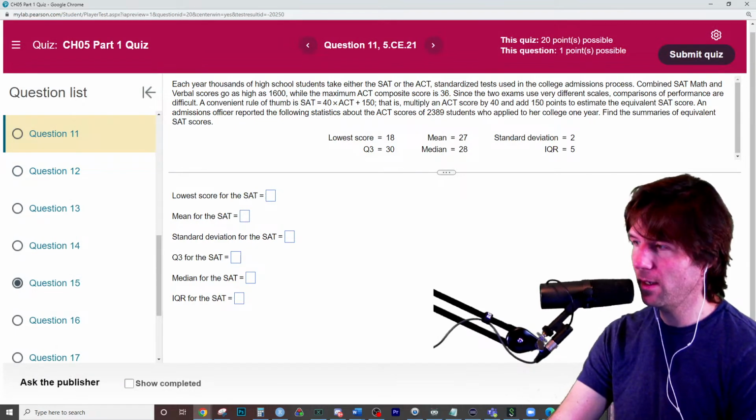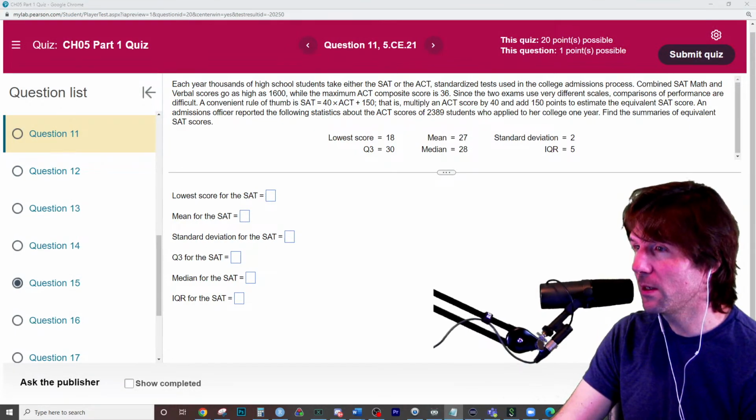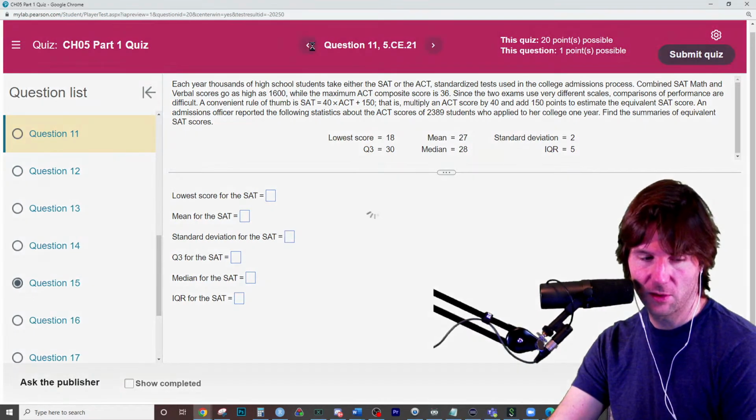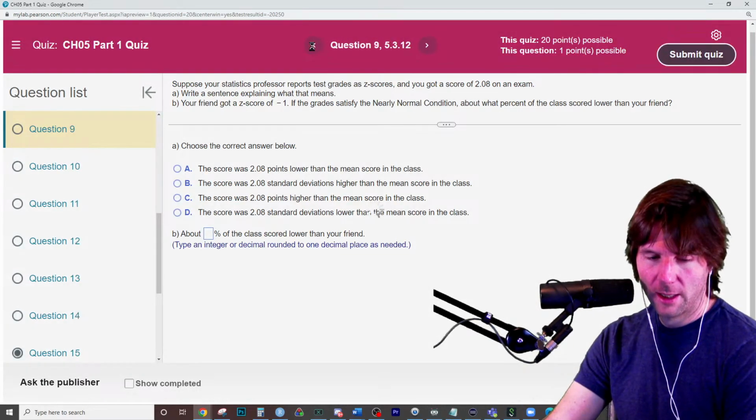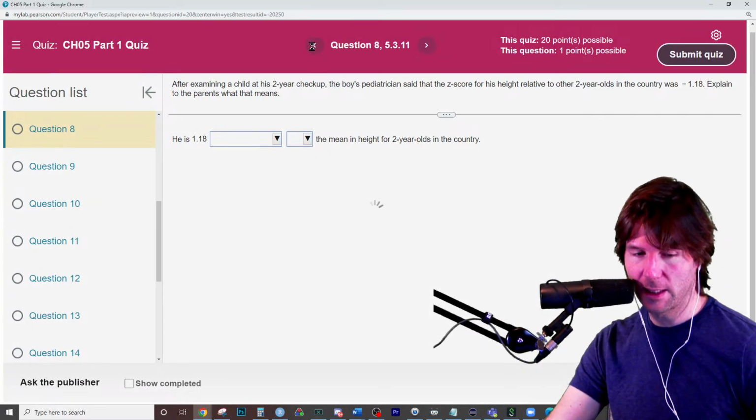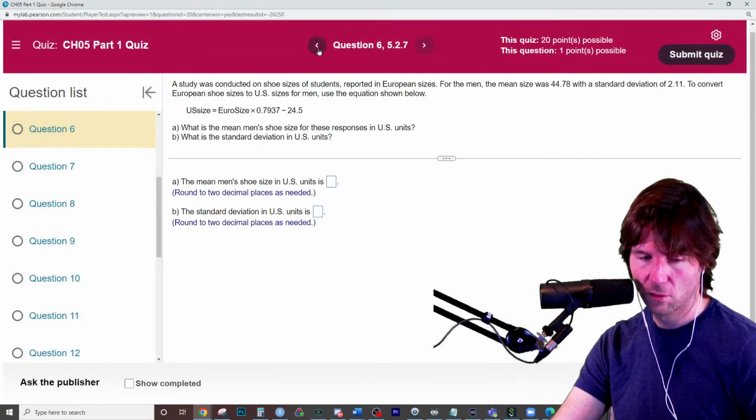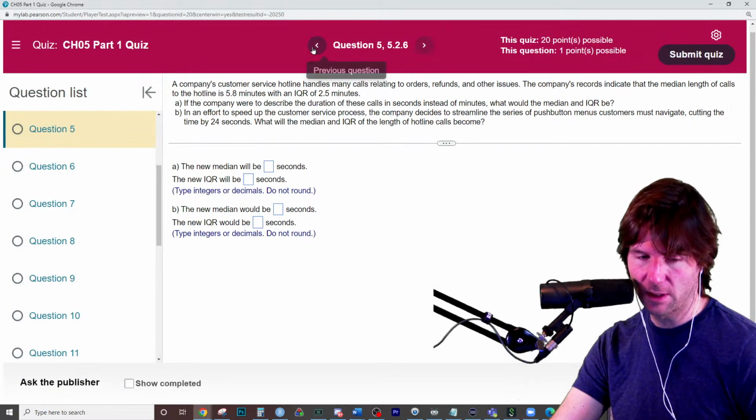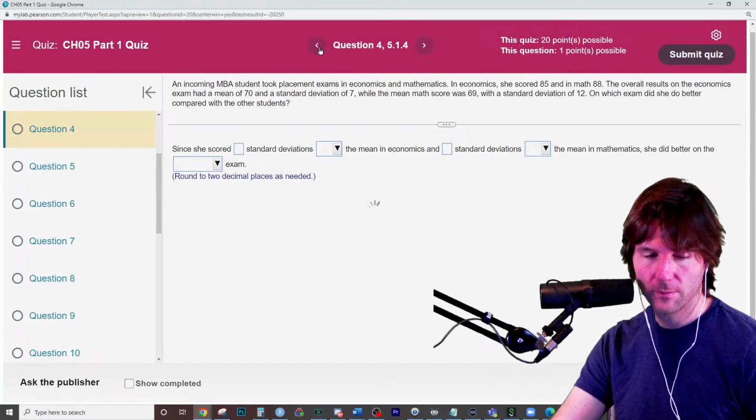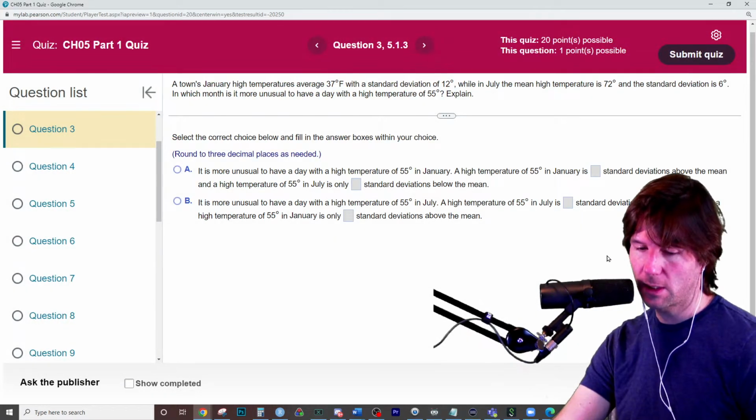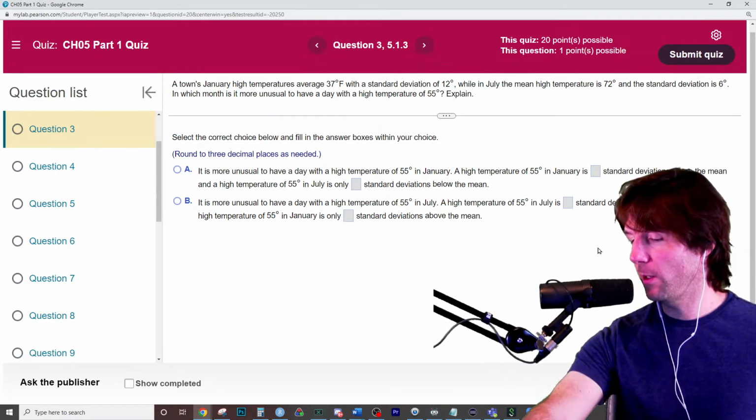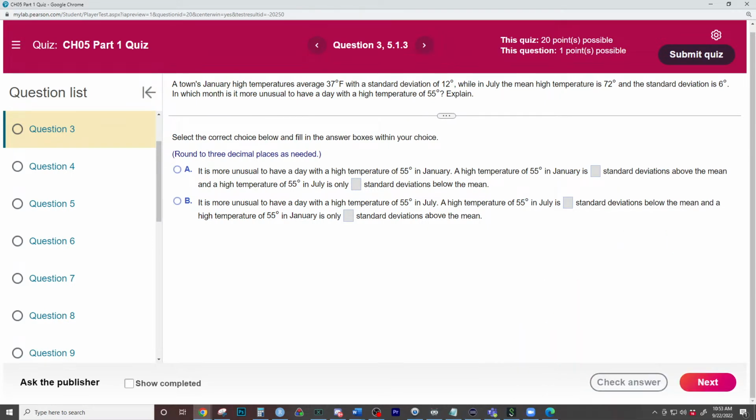Is that it right there? Was that the question? A town's January high temperatures. Here we are. Ooh, I think I like this one. I like z-scores. We're going no more errors right here.